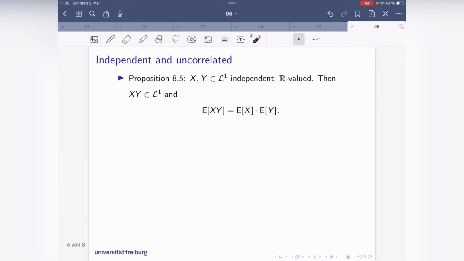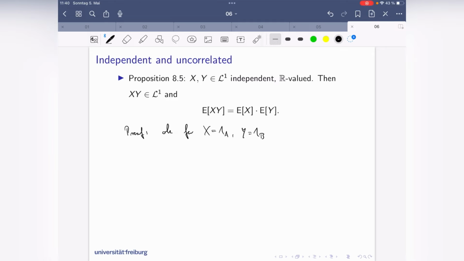Another thing that you know from your basic probability course is if two random variables are independent, they are also uncorrelated. And that means that the expectation of the product is the product of the expectations. Well, the proof of this here, okay, if x is an indicator and y is also an indicator, because x times y is then the indicator of A intersected with B, and here's the probability of A and here's the probability of B, so that's just the definition.